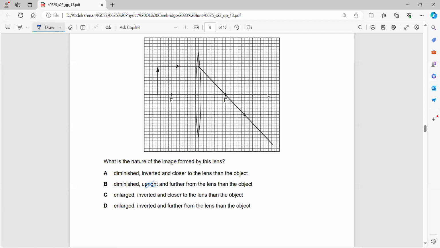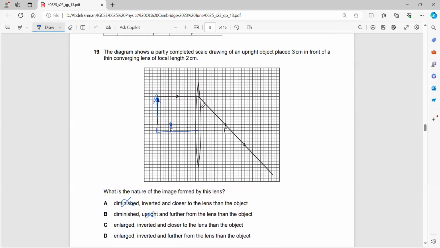Actually, it is enlarged. Why is it enlarged? Why is diminished wrong? Because whenever you have the object quite close to the lens, and again, this object is quite close to the lens, because the object is spaced at 3 centimeters and the focal length is at 2 centimeters, it is behind the focal length.